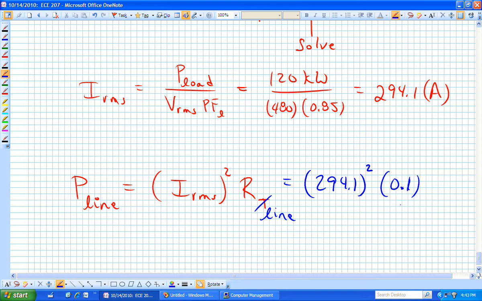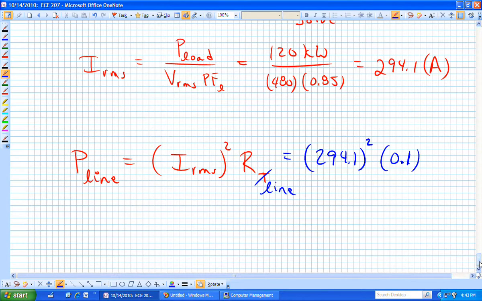That's why it doesn't take a whole lot of resistance on that transmission line to amount to something. How much power have we lost just on the transmission line? 8,650.5 watts. 8 hair dryers, almost 9. Just to supply you guys to dry your hair.